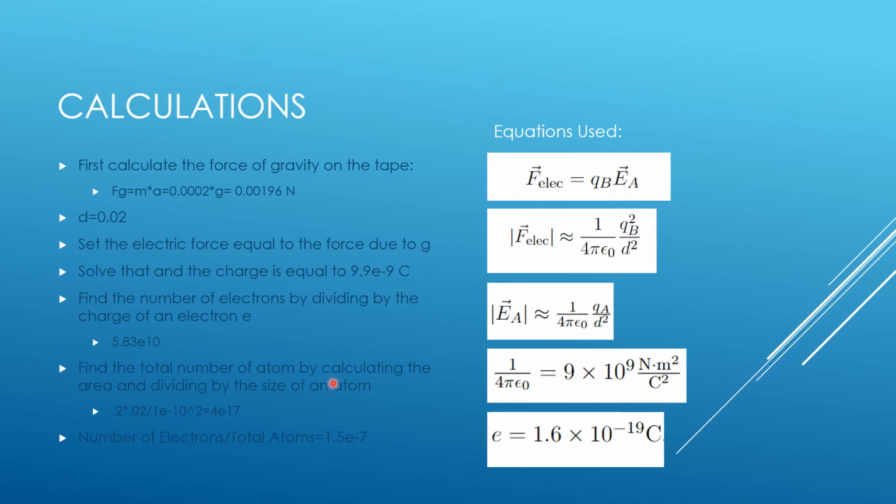Next, we found the total number of atoms by calculating the area and dividing by the size of an atom. We found the area to be 0.2 meters times 0.02 meters, and the size of an atom was 1 times 10 to the negative 10. Then we got the total number of atoms to be 4 times 10 to the 17. To find the ratio between electrons and total atoms, you just divide the two, and we got 1.5 times 10 to the negative 7.